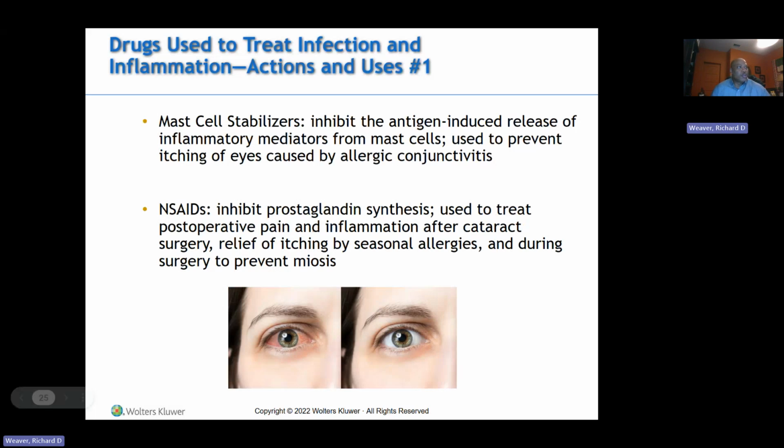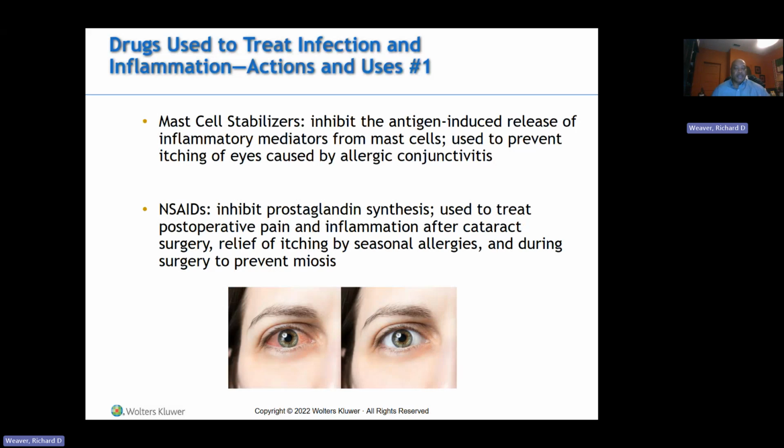So drugs are used to treat infections as well as inflammation. So think about your mast cell stabilizers. Remember, we talked about that before, as well as the non-steroidal anti-inflammatory drugs, or NSAIDs. The mast cell stabilizers are used to treat itching of the eyes that is caused by allergic conjunctivitis. Now, what mast cell stabilizers do is they inhibit the antigen-induced release of inflammatory mediators. Remember that an antigen is the foreign body. Those mediators would be the histamines, all right, from the human mast cells.